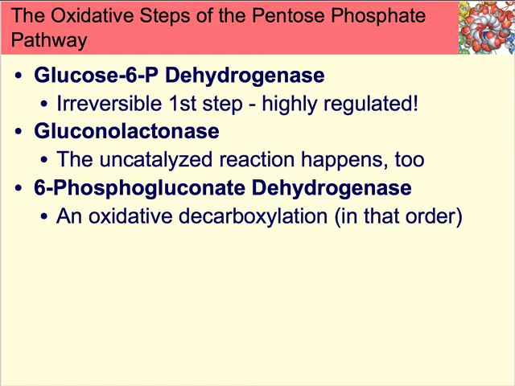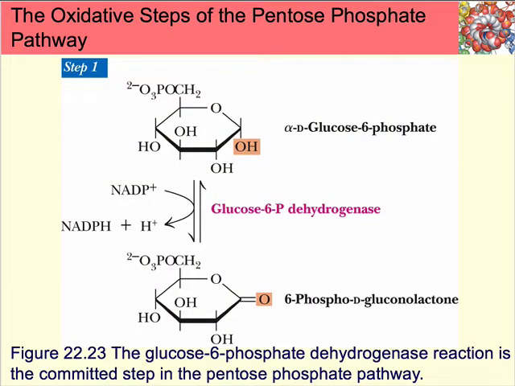The next reaction is the gluconolactonase, and it's a reaction that really isn't needed because the uncatalyzed reaction happens too in cells. But the second oxidation is really an oxidative decarboxylation, and we've seen these before several times in the pyruvate dehydrogenase complex and the TCA cycle, and it's called the 6-phosphogluconate dehydrogenase. And as noted, it's an oxidative decarboxylation in that order. Oxidation occurs first, followed by decarboxylation.